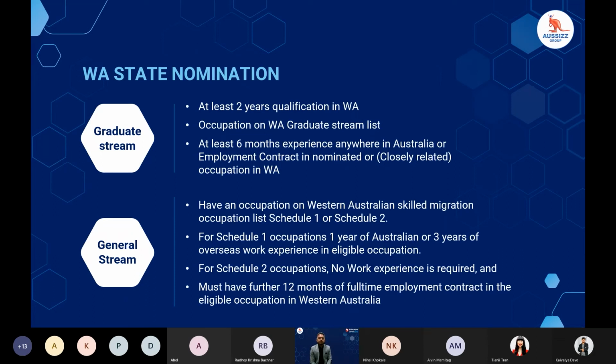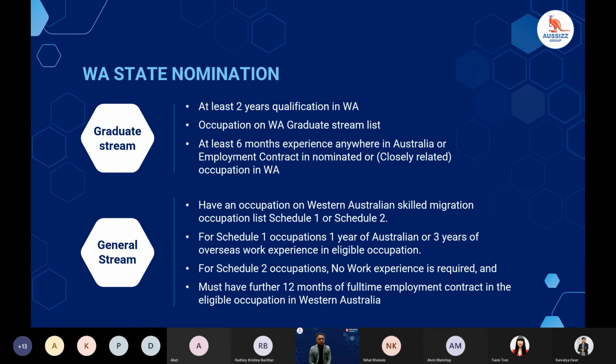Western Australia is the next state where we have three streams actually, stream 1, 2, and 3. There is one for a graduate stream, which is for candidates who have completed 2 years of study in Western Australia while living and studying there, and their occupation is on Western Australia's graduate stream list, which most of the IT occupations are. At least you need 6 months of work experience anywhere in Australia, or you need a job offer or contract of employment in Western Australia in your nominated occupation for you to qualify for a Western Australia state nomination.